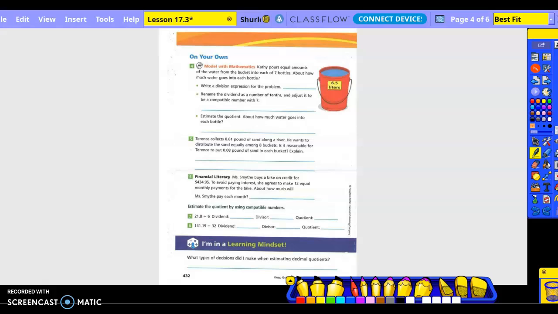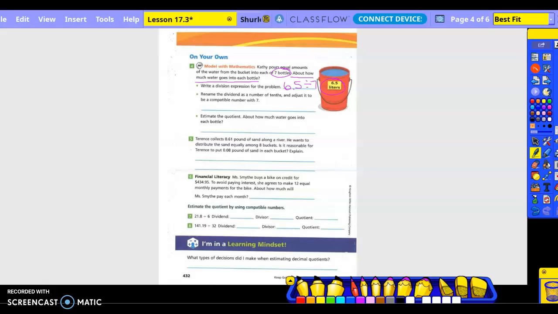On your own, number 4, model with mathematics. Kathy pours equal amounts of water from a bucket into 7 bottles. About how much water goes into each bottle? So we have 7 bottles. This is what we're looking for, and this is our total. So what would be our division expression or our number sentence? 6.5 divided by 7.